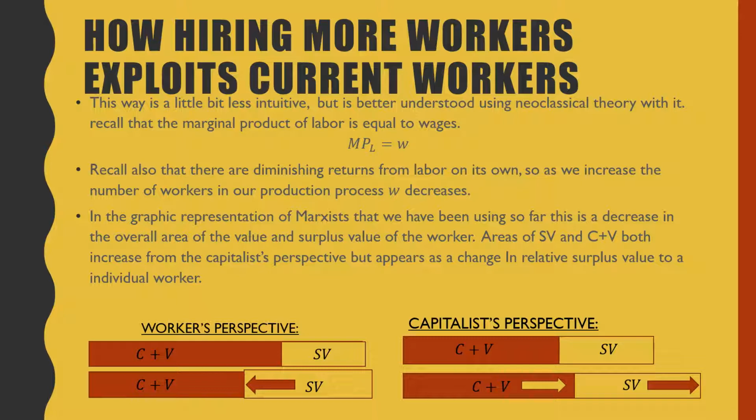In the graphic representation of Marxist theory we have used so far, this decrease in wages means the overall area of surplus value for the capitalist increases, but appears to be a change in relative surplus value from the perspective of the individual worker.